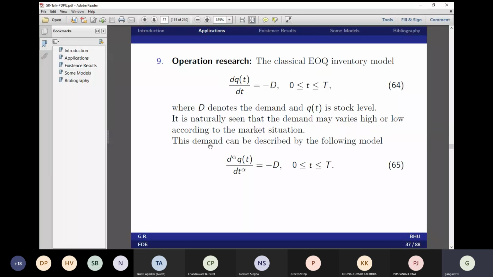So we can replace the integer order derivative with the fractional order derivative. Then we can handle this demand rate. This demand rate can be described by the following model. So this is another direct application of fractional calculus in operation research.